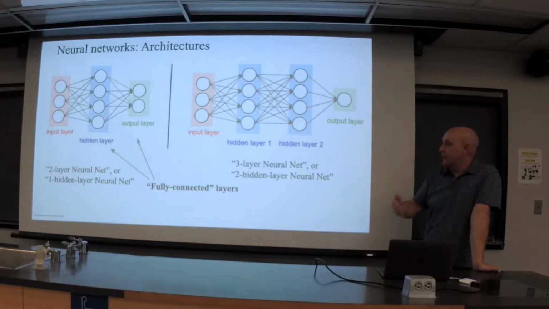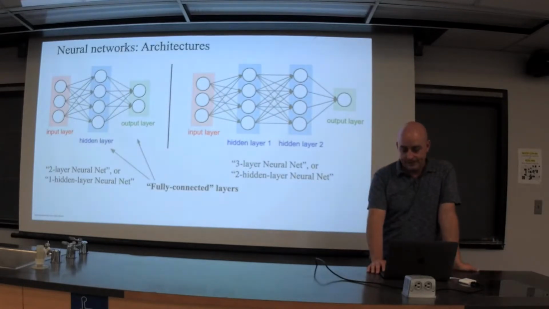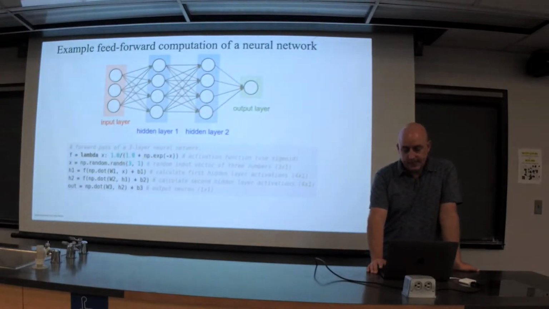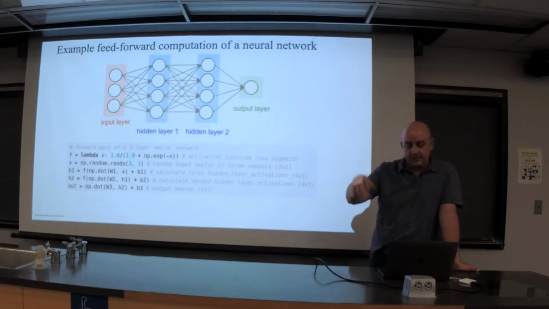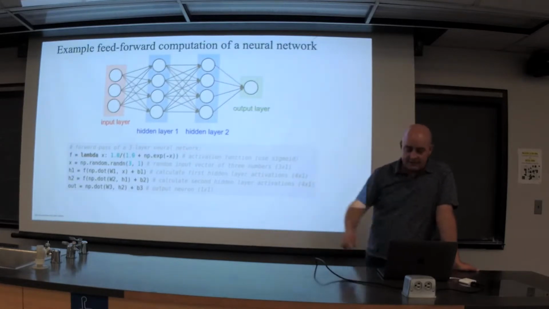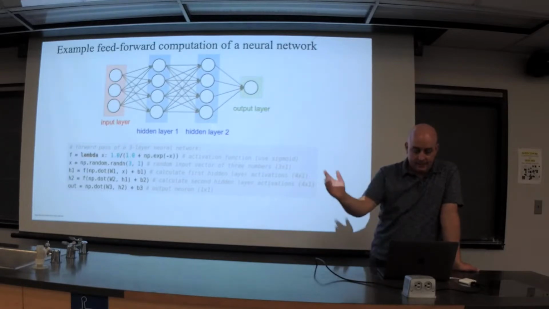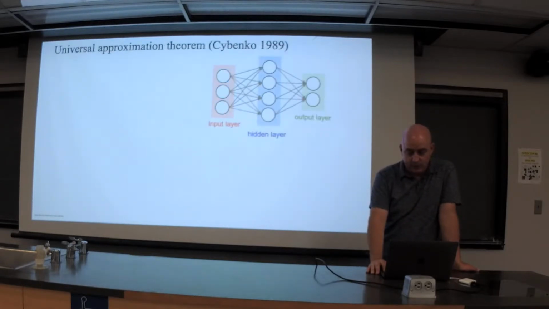So 1 hidden layer, 2 hidden layers, 3 hidden layers, and so forth. And we're showing the full connectivity here. Every input's connected to every output at a layer. I'm going to skip through this real quick and just point out one thing here at the very end.